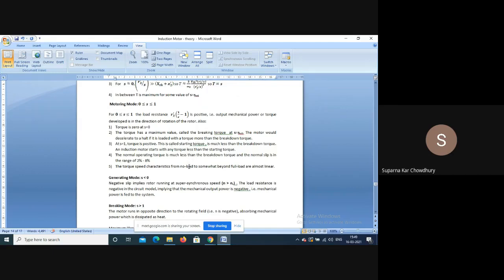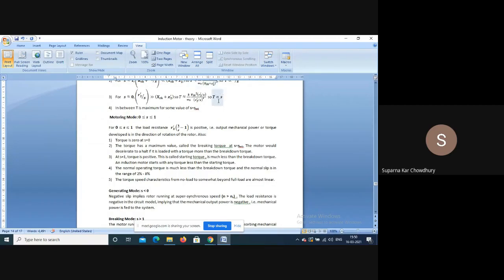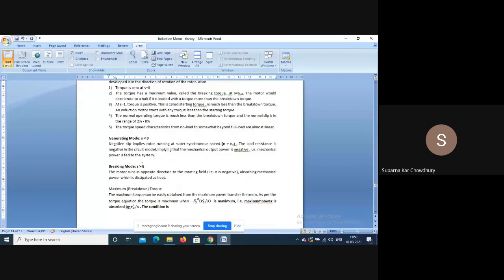We have got the values earlier. The normal operating torque is much less than the breakdown torque, and the slip is in the range of 2 to 8%. The torque speed characteristic from no load to somewhat beyond the full load is almost linear. Motor operates near the synchronous speed, so in that operating range, the torque is approximately proportional to the slip.